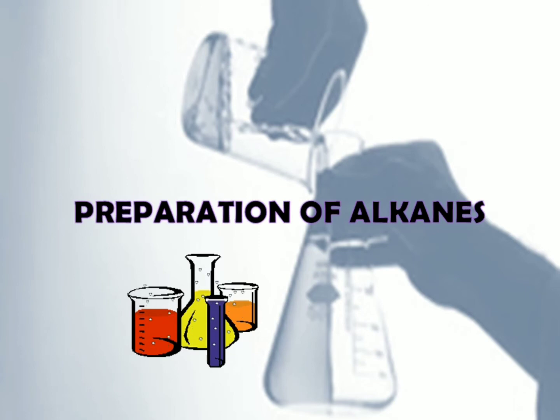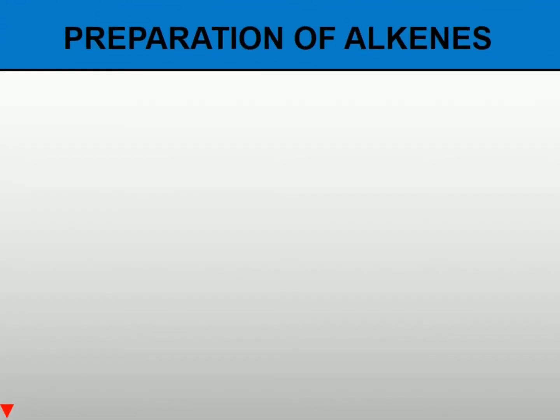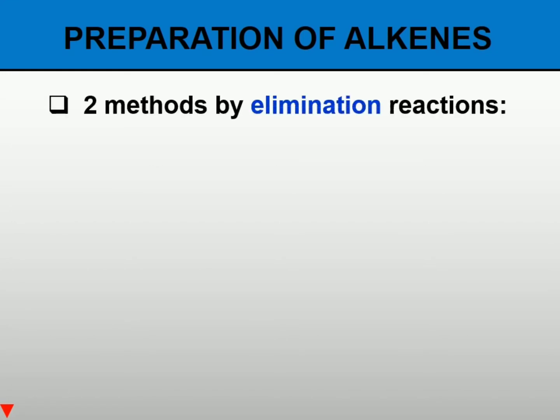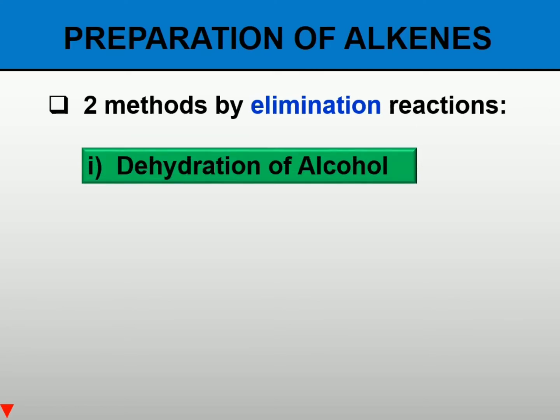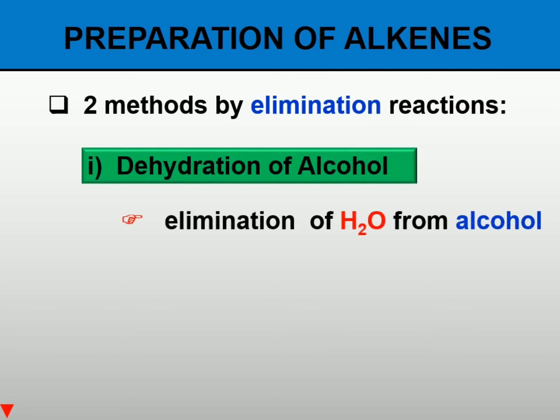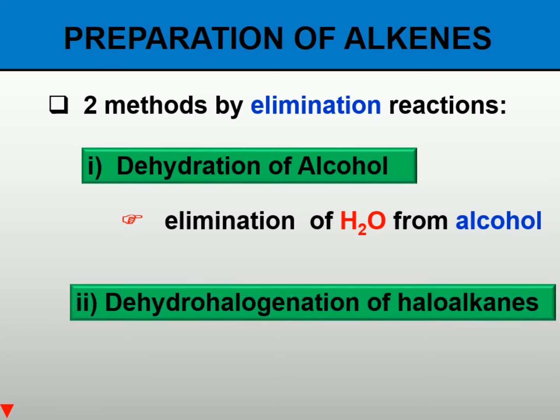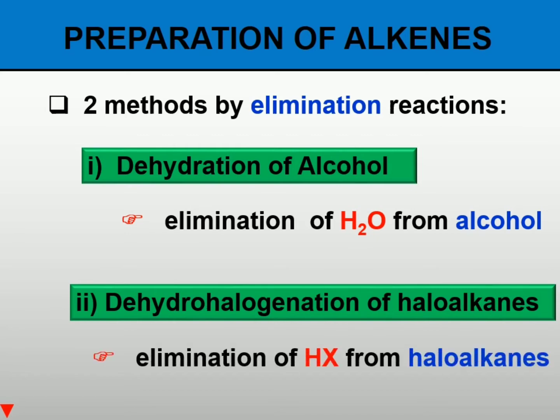Today we are going to learn about the preparation of alkenes. Alkenes can be prepared by elimination, and there are two methods. First is dehydration of alcohol, which means that H2O is eliminated from the alcohol compound. And the second, we can prepare alkenes through the dehydrohalogenation of haloalkanes, which means that one hydrogen and one halogen are eliminated from the haloalkanes.